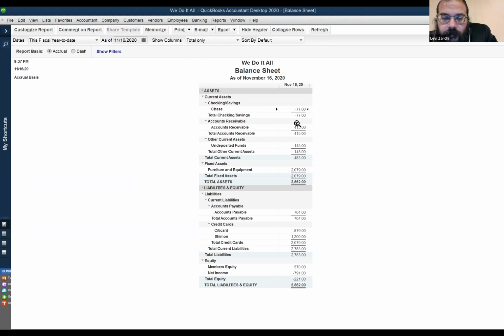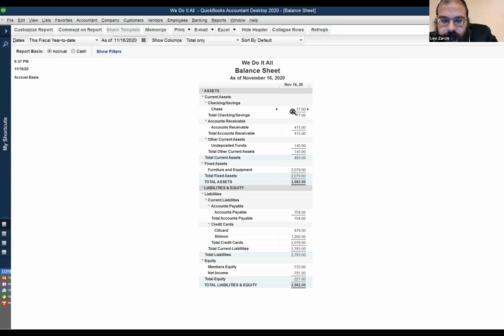Well, look at the four parts of the balance sheet in this company. You have the bank account, the receivables, undeposited, and the assets. So you look at each line. Furniture and equipment are all the same. Total current assets is 483, but it says 363. But the undeposited funds is 145. Undeposited is the same, right? And what's account receivables? Account receivables is 415. So that's also correct.